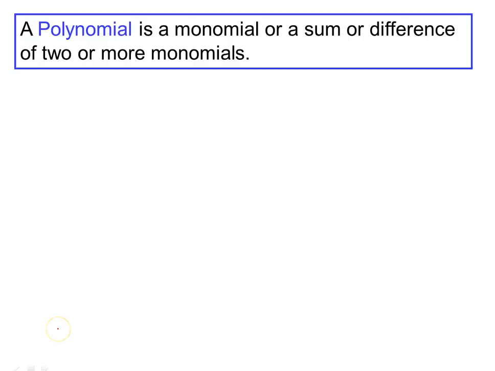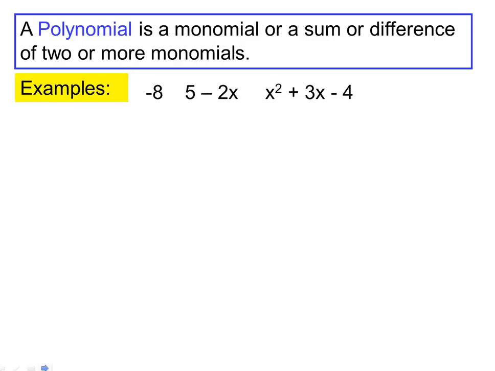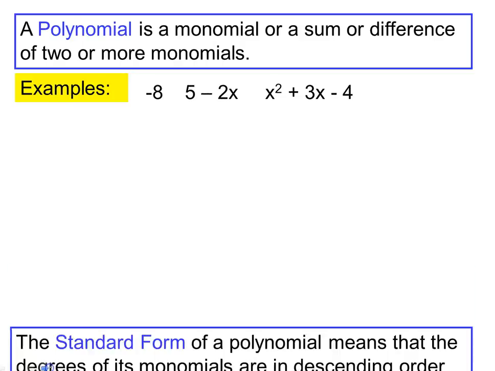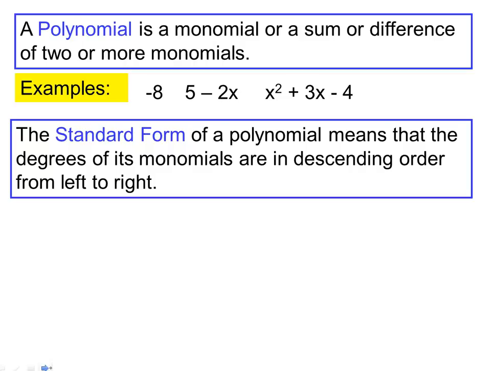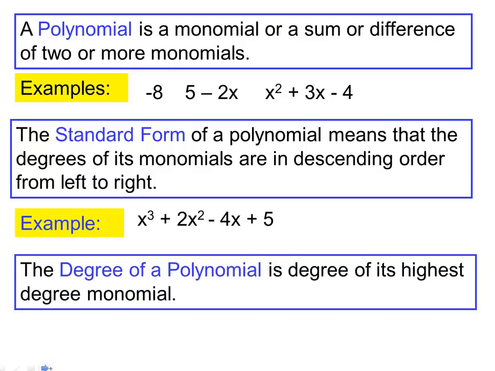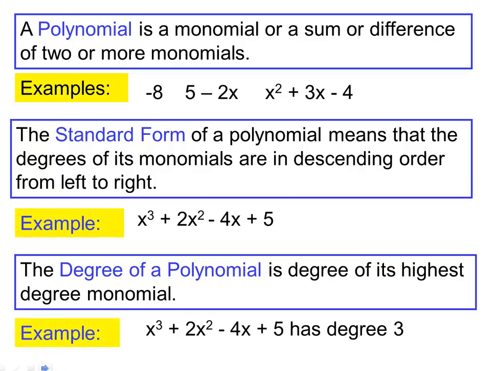A polynomial then is a collection of monomials, where they're added or subtracted. Some examples of these guys. The standard form of a polynomial means you're writing it in an order so that the degrees are descending, so from highest degree down to lowest degree monomial. An example: x to the third plus 2x squared minus 4x plus 5. The degree of that polynomial is the highest monomial, which is a third degree polynomial.